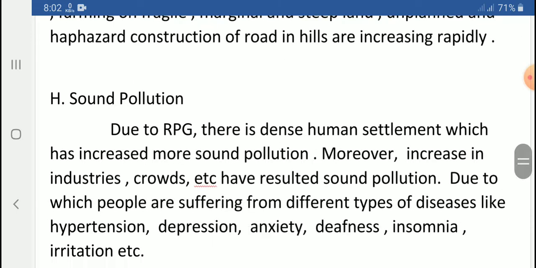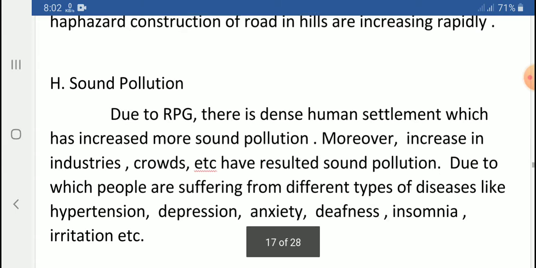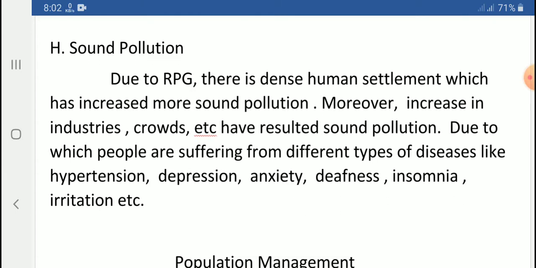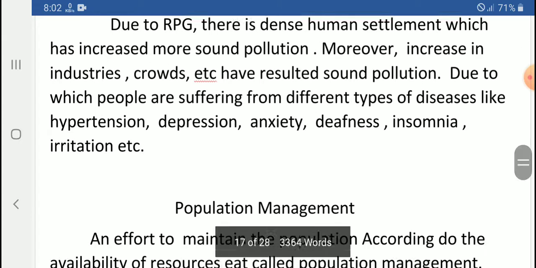Similarly, sound pollution. So due to rapid population growth, there is dense human settlement in the urban areas especially, and due to increase in industries and crowds, that has resulted in sound pollution, and people are suffering from different types of problems like hypertension, depression, anxiety, deafness, insomnia, and irritation, and so on. And these are the effects of sound pollution due to rapid population growth.